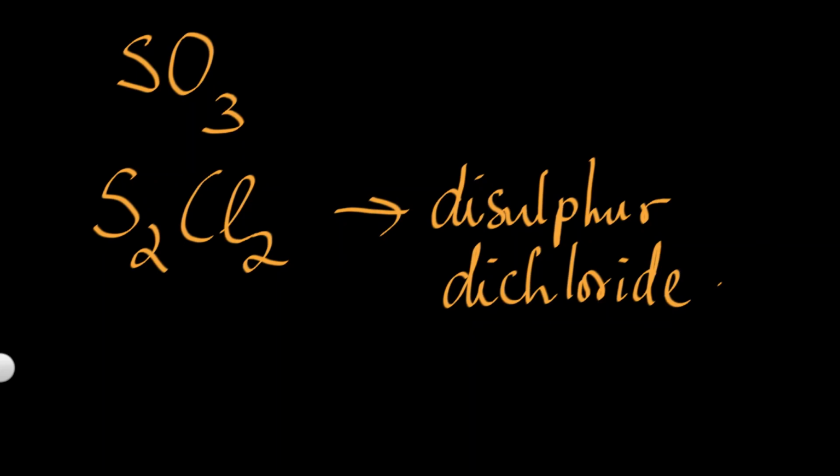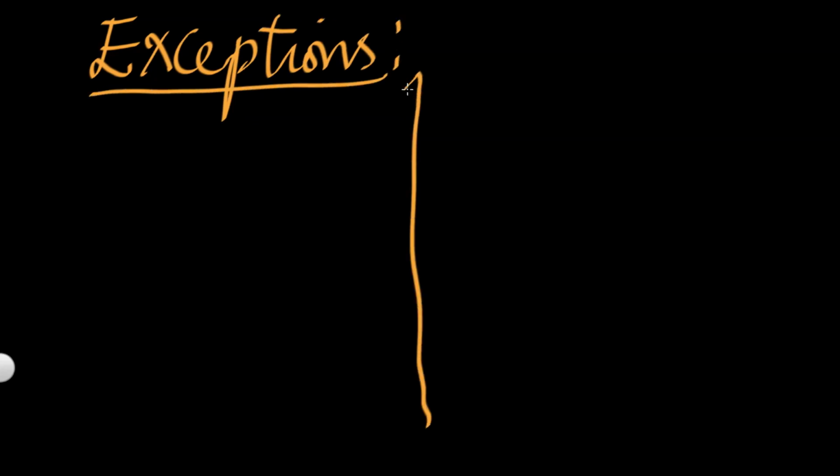Now I'm just going to go to the exceptions. Exceptions for these rules, where these rules don't really apply. I have 2 exceptions here. We have AlCl3. This is aluminium chloride.